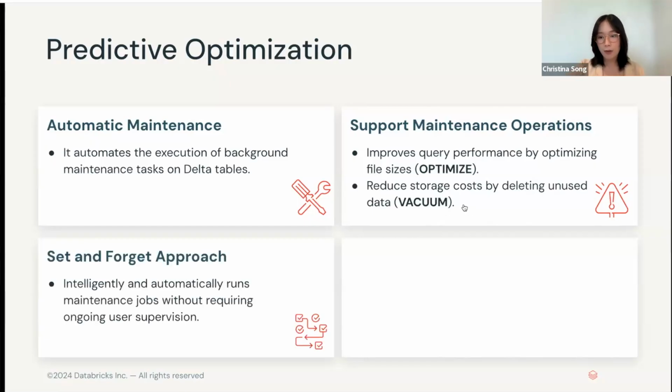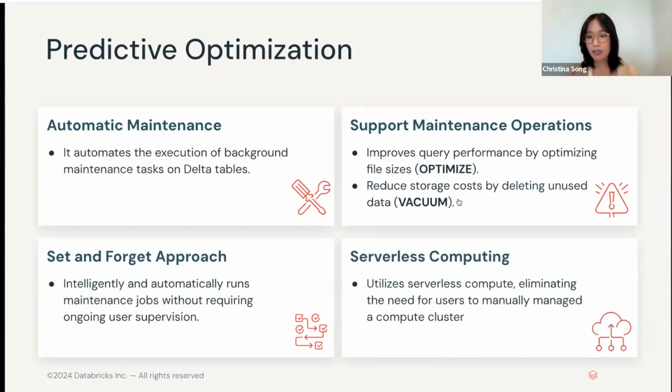There's also a set and forget approach. Once predictive optimization is enabled, it intelligently and automatically runs maintenance jobs without requiring any sort of ongoing user supervision. So this simplifies the optimization process, allowing users to focus on other tasks while ensuring tables are continuously optimized.